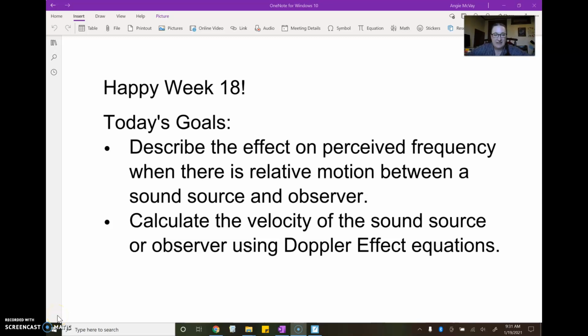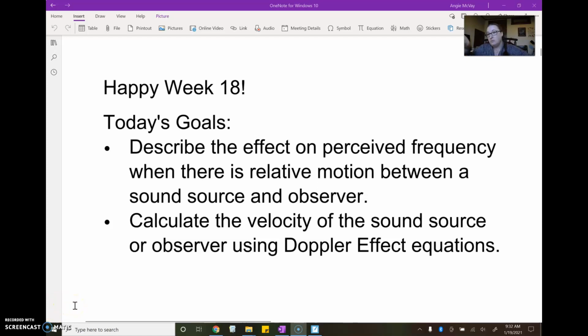This is our last lesson for semester 1. So today we're going to describe the effect of perceived frequency when there is relative motion between a sound source and an observer. We're then going to calculate the velocity of the sound source or observer using the Doppler effect equations. Okay, so in this unit, waves, simple harmonic motion, and sound. This is the last unit, and we're looking at the Doppler effect.